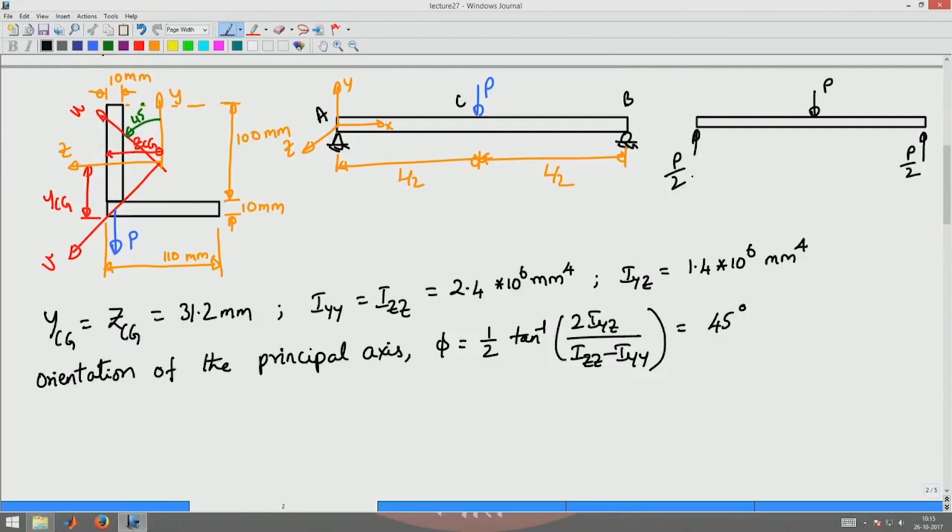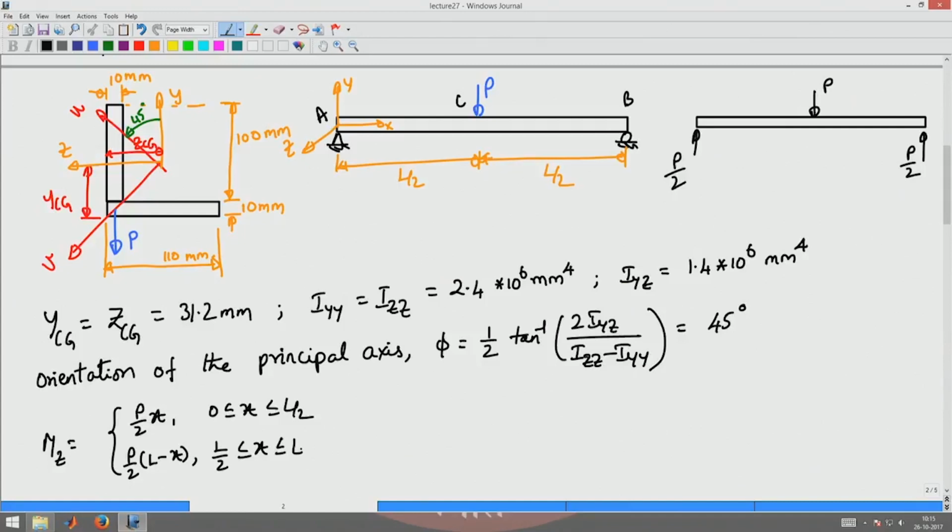So this is the free body diagram of this beam, and hence the variation of mz moment with x is given by P by 2 times x for 0 less than x less than L by 2, and P by 2 times (L minus x) for the region L by 2 less than x less than L.